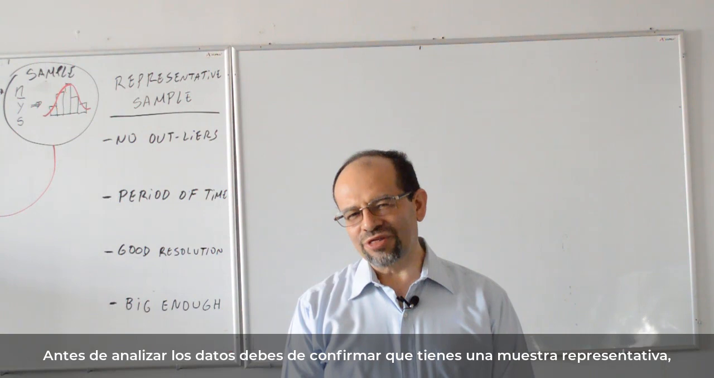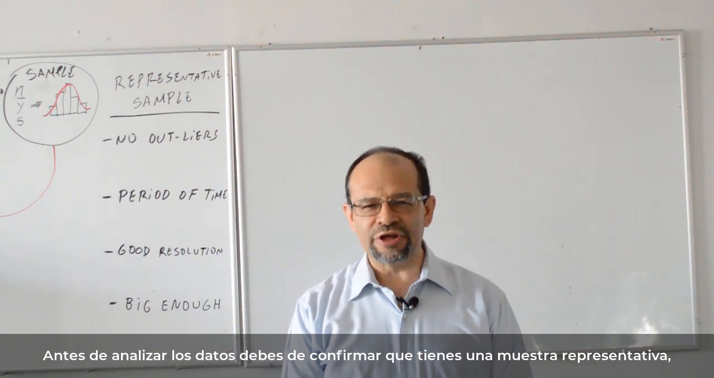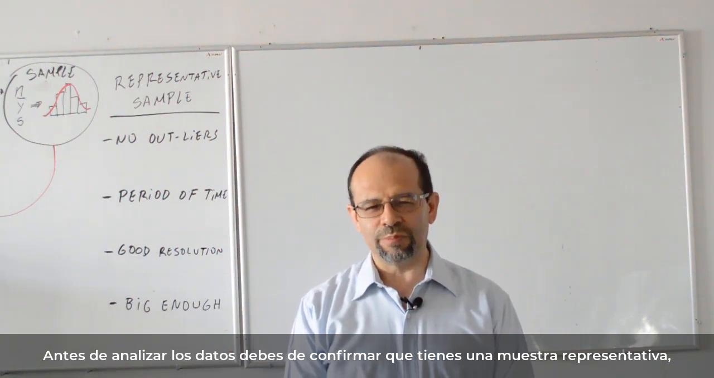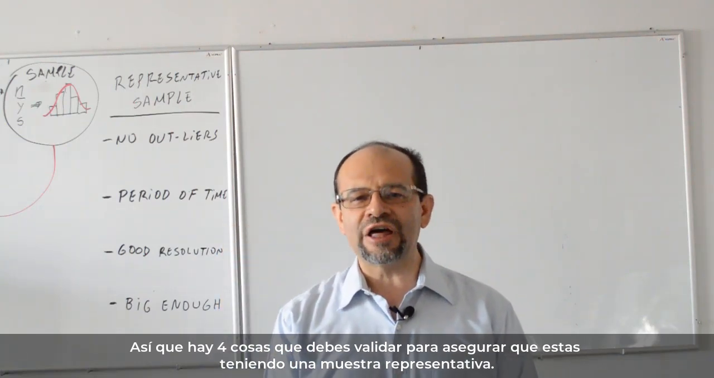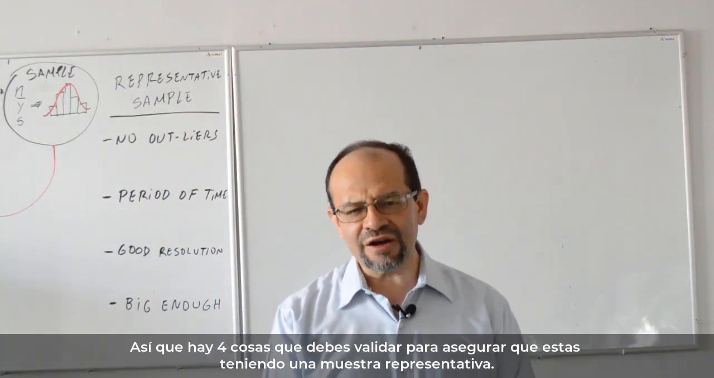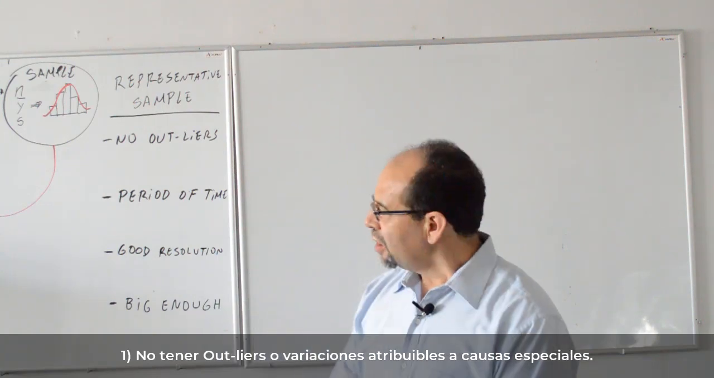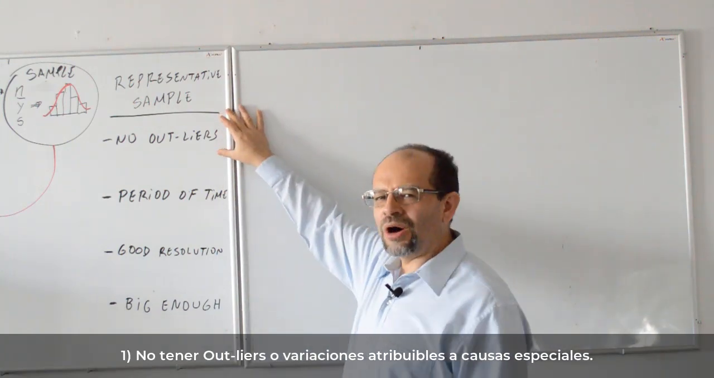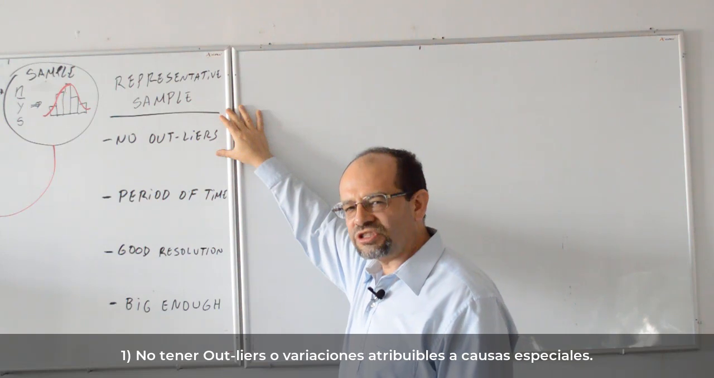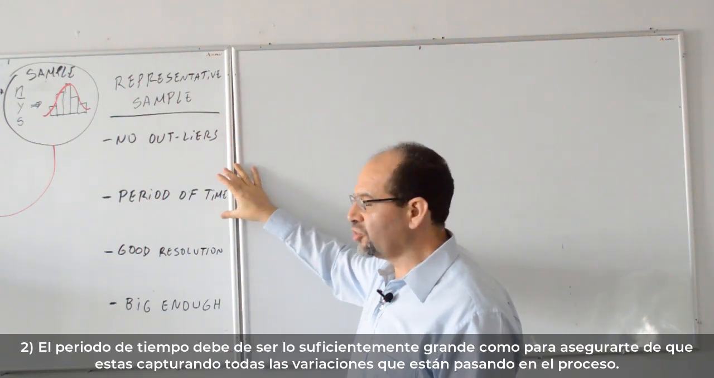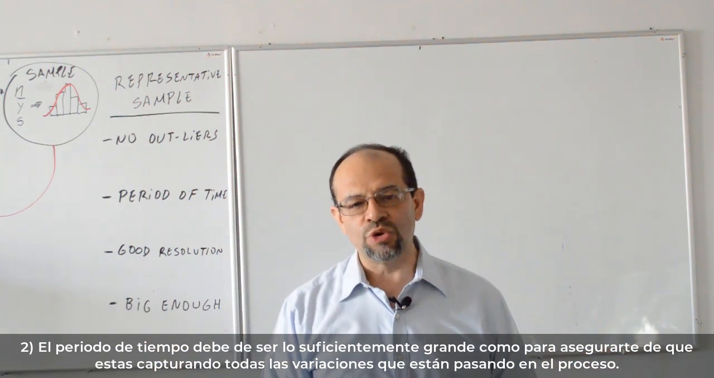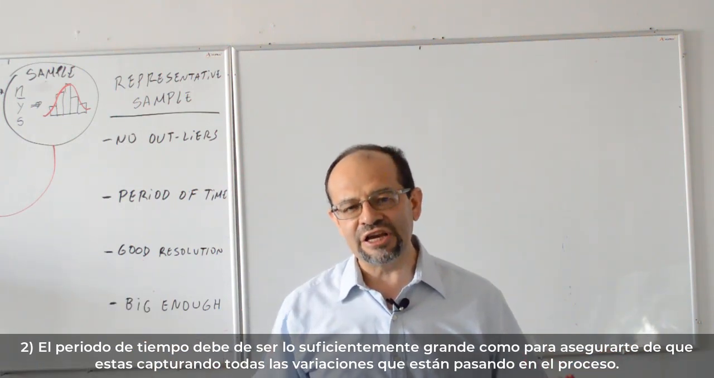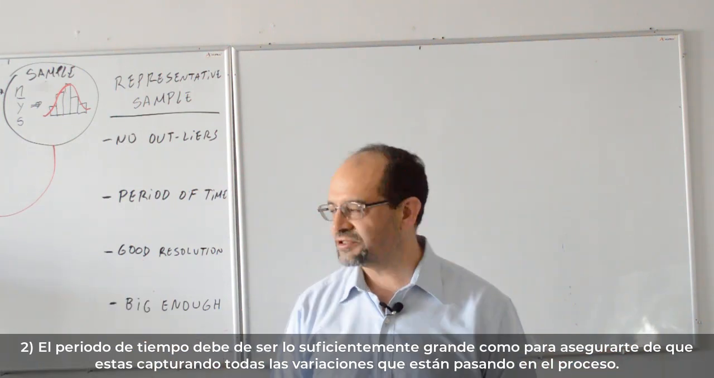Before analyzing your data, you have to confirm that you have a representative sample. There are 4 things that you have to validate to make sure that you have representative data. Number 1, no outliers or special causes of variation. Number 2, the period of time should be big enough to make sure that you are collecting all the variations that are happening in the process.